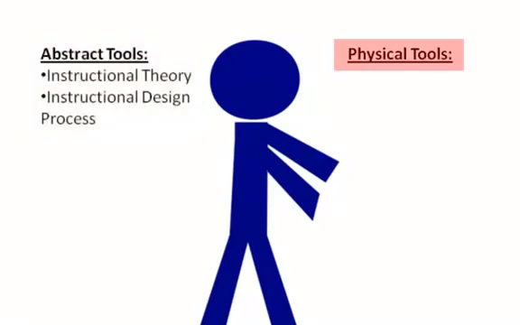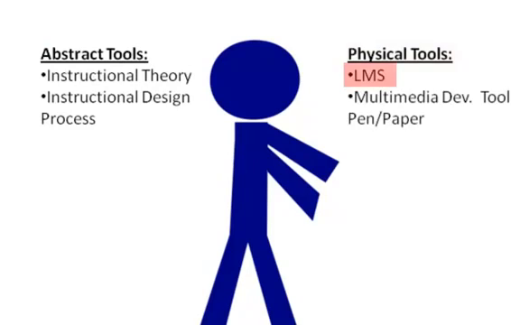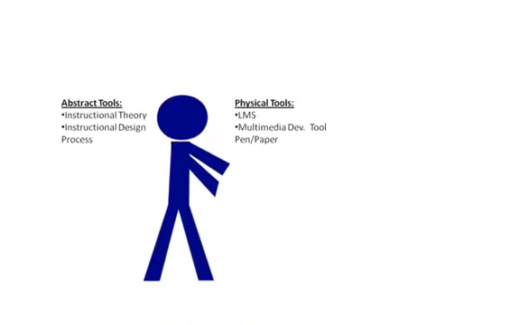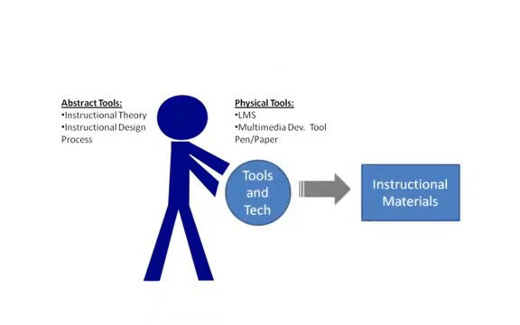The other part is physical tools. Now these can be anything that's a physical object. For example, I've got some examples here: a learning management system, a multimedia development tool, or even a pen and paper. Those can act as these physical tools that the designer uses. So the instructional designer takes these tools and technologies and uses them to create instructional materials.